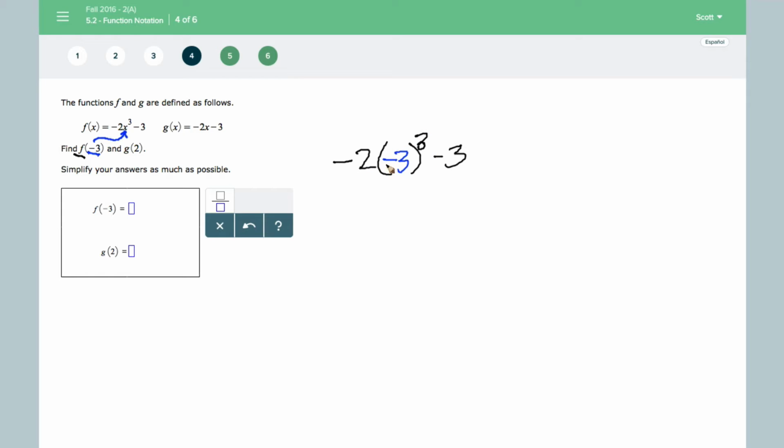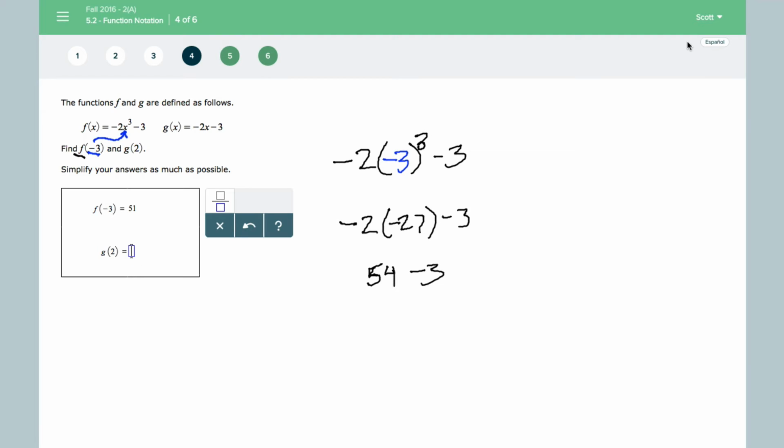So negative 3 to the third power we found in the last problem was negative 27. And we got that by negative 3 times negative 3, which is 9. 9 times negative 3 is negative 27. So negative 2 times negative 27 would be a positive 54. And 54 minus 3 is 51.